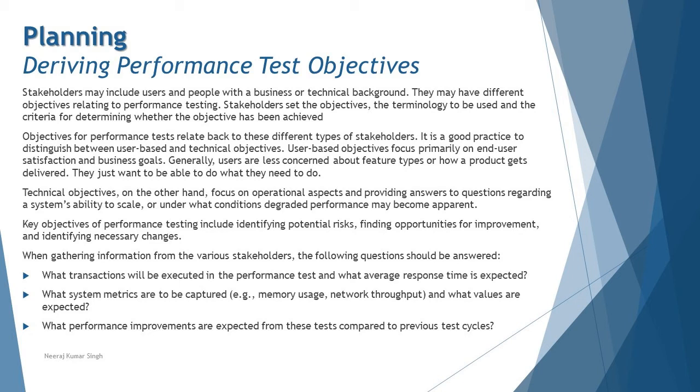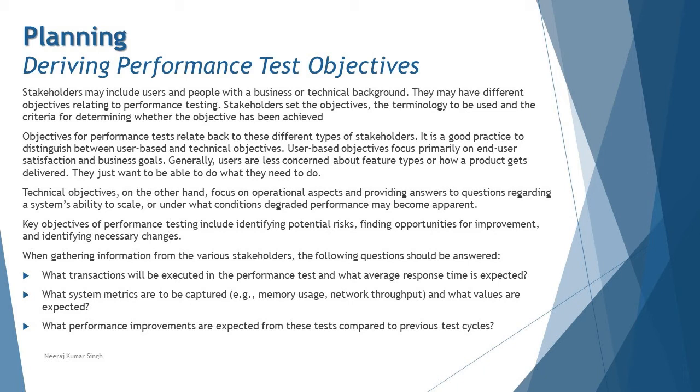Key objectives of performance testing include identifying potential risks, finding opportunities for improvement, and identifying necessary changes. These are the things we generally target as part of defining the objectives, including the risks and the opportunities for improvement throughout performance testing, and identifying any necessary change which adds value to your process. When gathering information from various stakeholders, the following questions should be answered.